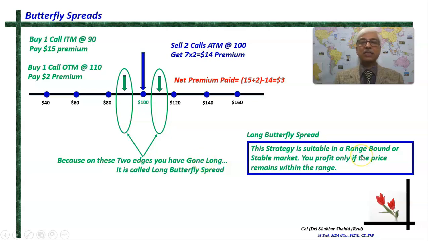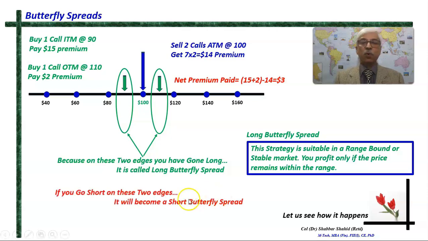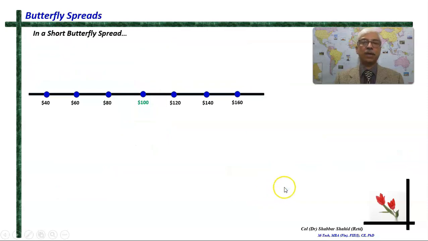And this strategy is suitable when the market is stagnant or range bound or moving within a very small range. All right. The moment the price goes out of the range on the lower side or the upper side, you will be in a loss. All right. You will profit only if the price remains within the range. If you go short on these two edges, instead of going long, if you had gone short, then it will become a short butterfly spread. Let us see how that short butterfly spread is made.